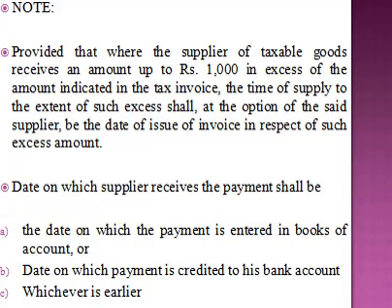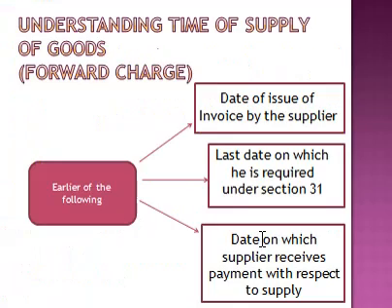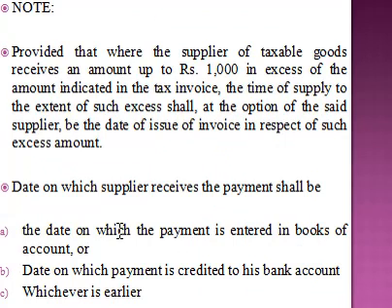The date on which supplier receives payment with respect to supply. So, what is this point talking about? It is talking about the previous point, the third condition, the date on which supplier receives payment with respect to supply. For that, you need to check these 2 dates, A and B, and whichever is earlier will become the date of supply. The date on which supplier receives the payment. So, the formula is the date on which payment is entered in books of accounts or the amount is credited in bank account, whichever is earlier. It will become the date on which supplier receives the payment.